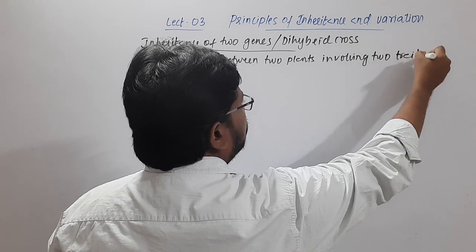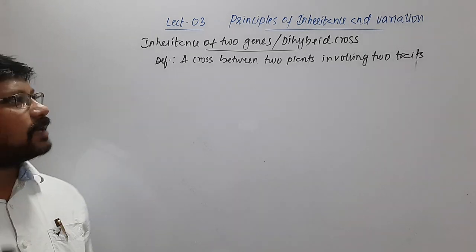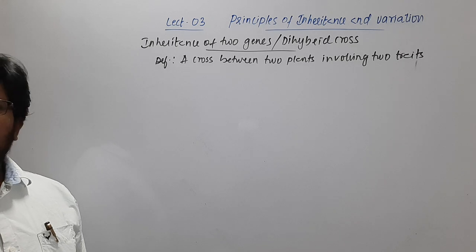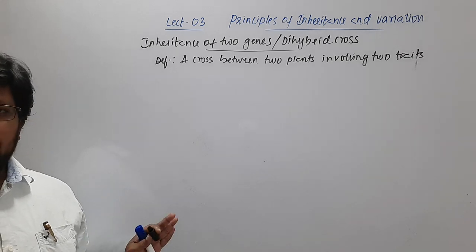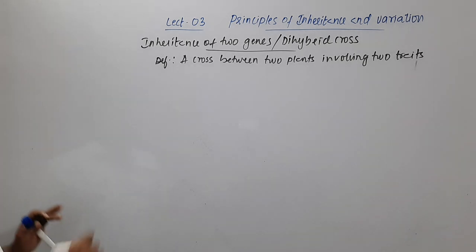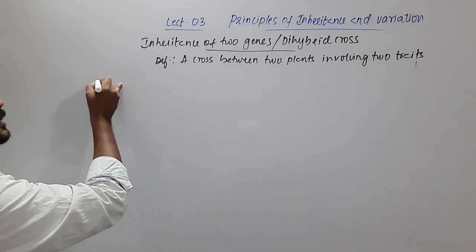Okay, a cross between two plants involving two traits is called a dihybrid cross. So all the remaining characters will be the same except for two, which will be different. Now let's see what characters Mendel considered.